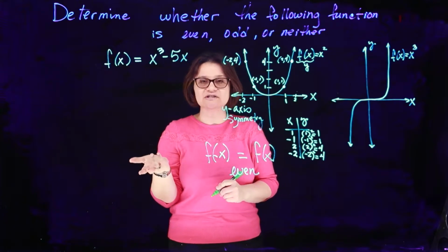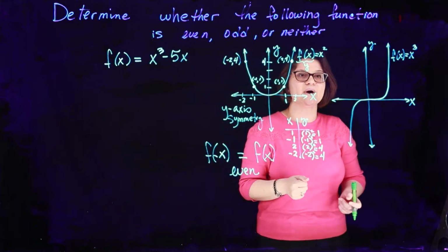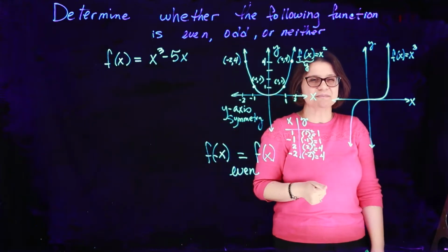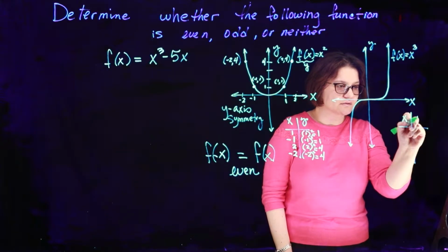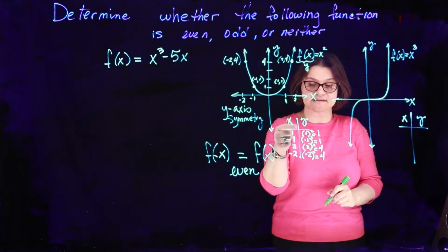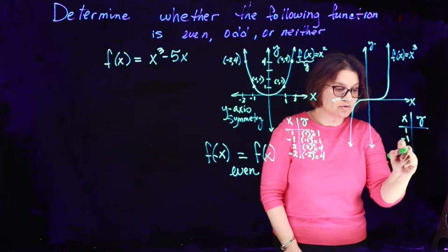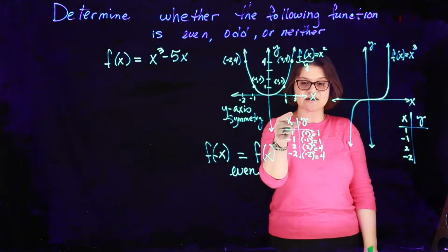Well, not all functions are even. What if this function is not even? Let's see what happens when we have another type of symmetry. In this case, we'll do something very similar. Let's create an XY chart. And we'll pick exactly the same x coordinates. 1, negative 1, 2, and negative 2. Okay, exactly the same x coordinates.